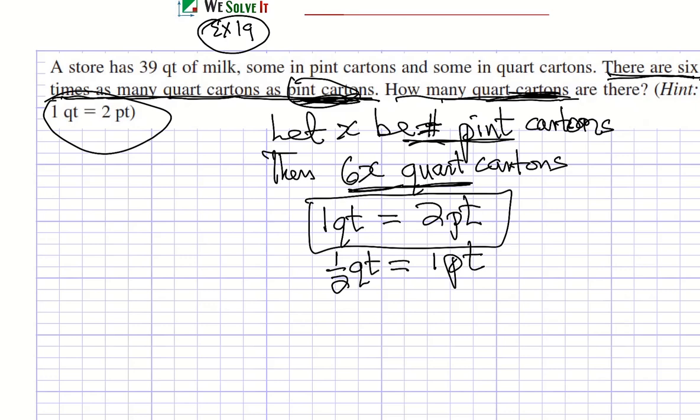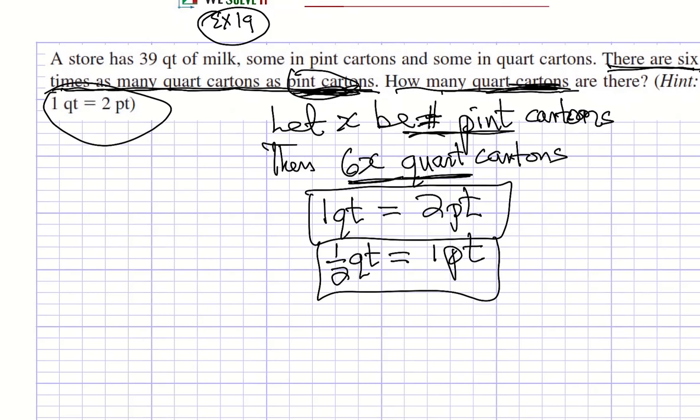You see that, right? That's why it's good to know how to do all this. You divide both sides by 2. You get 1 pint equals half a quart. Okay. So we have 6x quart cartons, and we have x pint cartons.